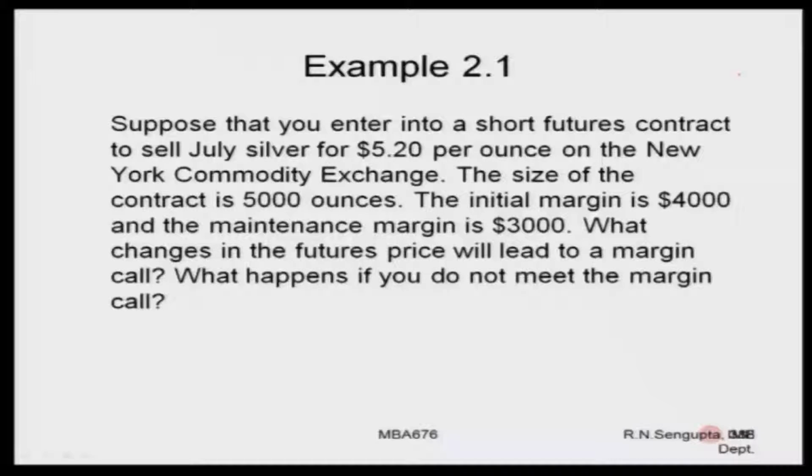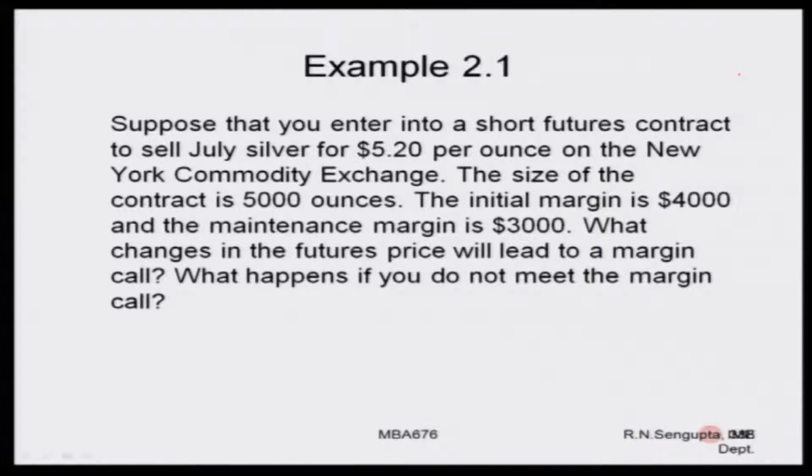Suppose that you enter a short futures contract, selling July silver at 5.20 per ounce on the New York Commodity Exchange. The size of the contract is 5,000 ounces. The initial margin is 4,000 and the maintenance margin is 3,000. What is the change in the futures price that will lead to a margin call?